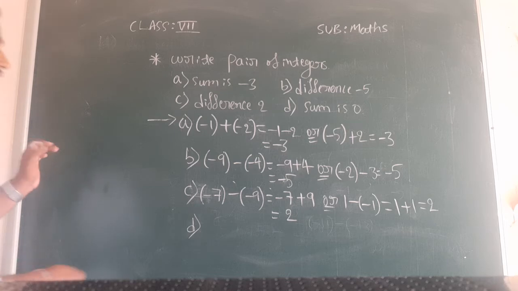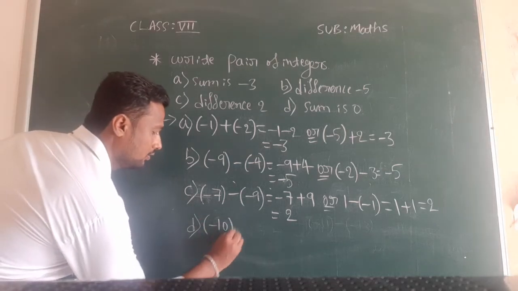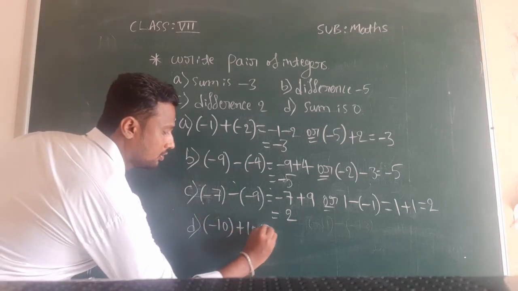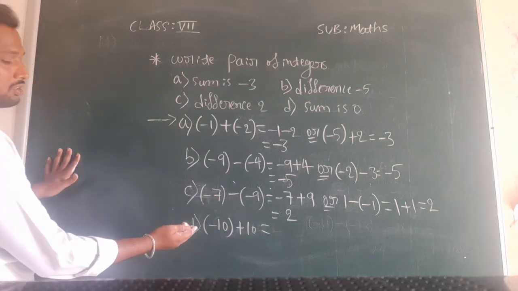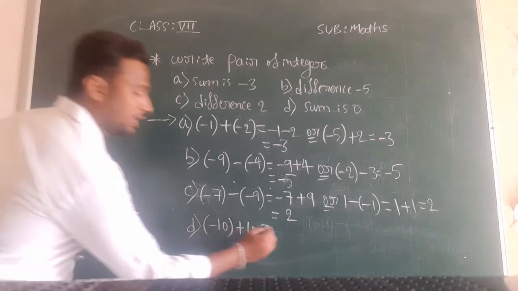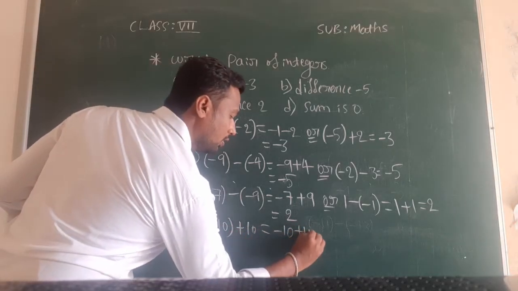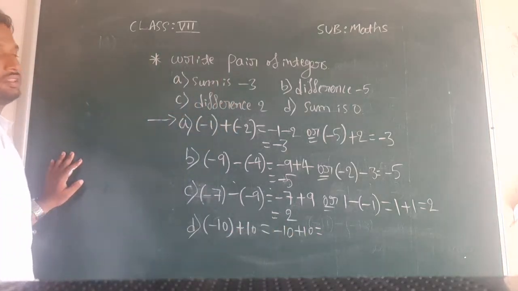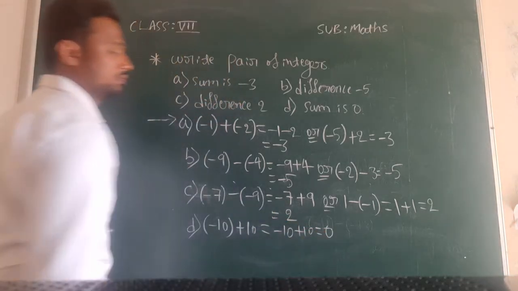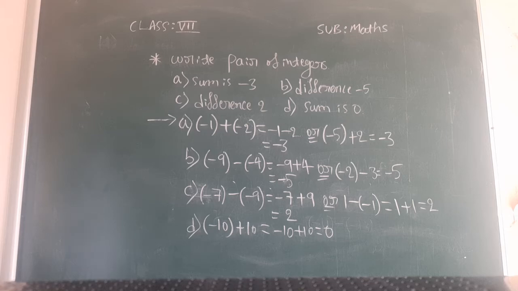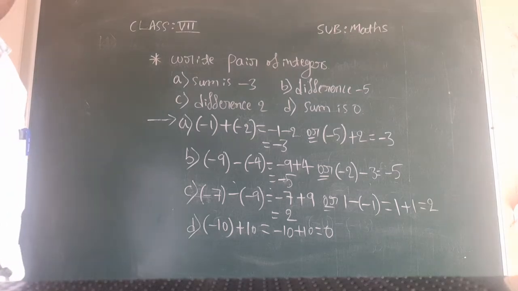So here they have given minus 10 plus 10. So minus 10 plus 10 means, if you remove this bracket, outside this bracket there is no sign, therefore we will get minus 10 plus 10 only. So minus 10 plus 10 means minus into plus minus, so 10 minus 10, 0. Okay, like this only, they have given one more example.